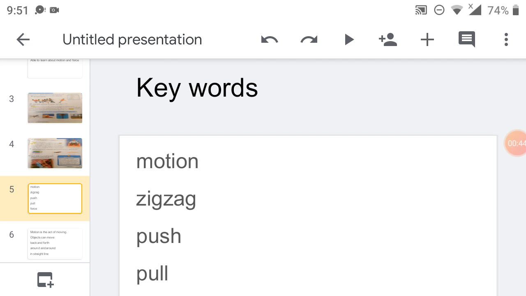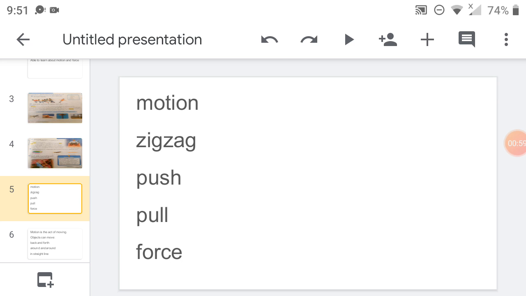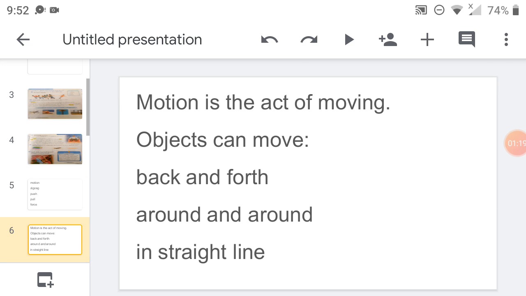First word is motion. Motion means the act of moving or the way that someone or something moves. Second word is zigzag. Zigzag means to move in one direction and then in another. Third word is push. Push means to apply force to move something away from you. And pull means to apply force to move something toward you. And last word is force. Force means the physical power used to move something. Okay. Now, let's see what is given on page number 104.